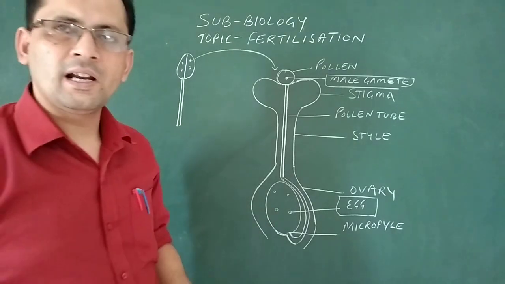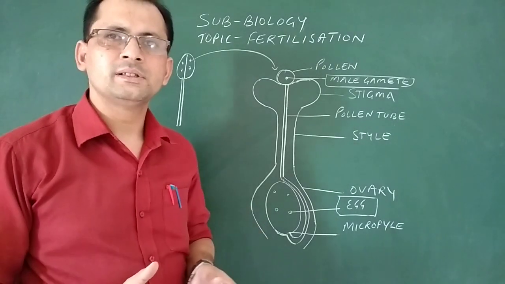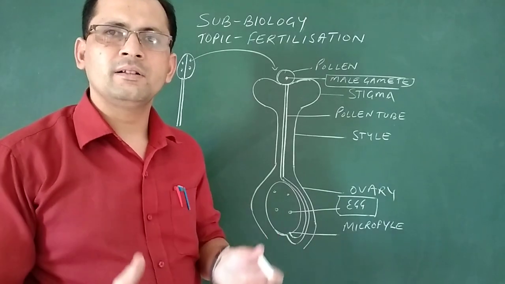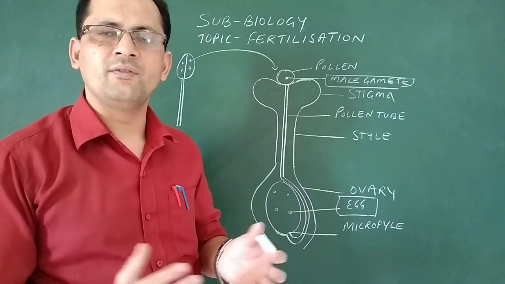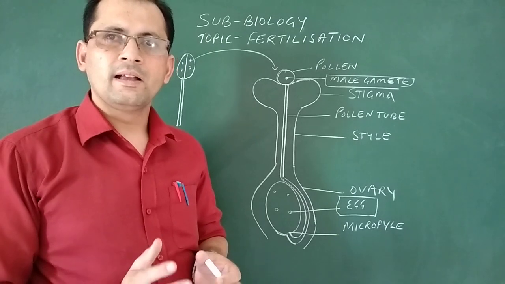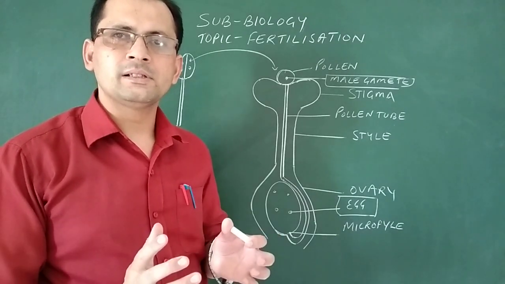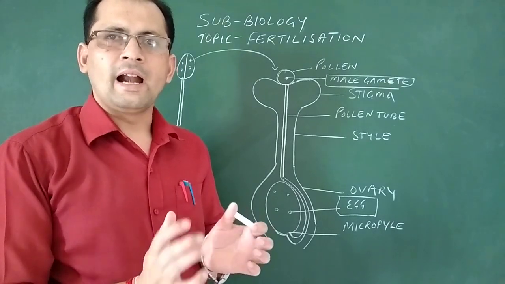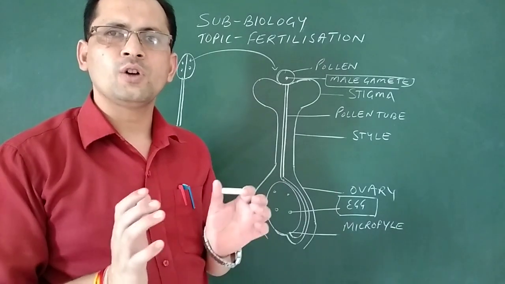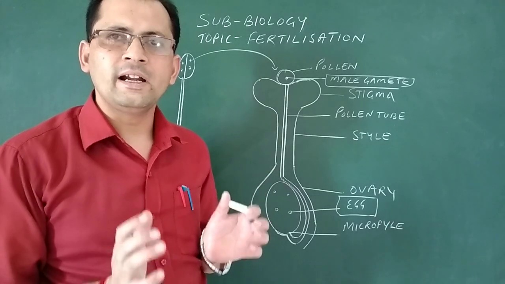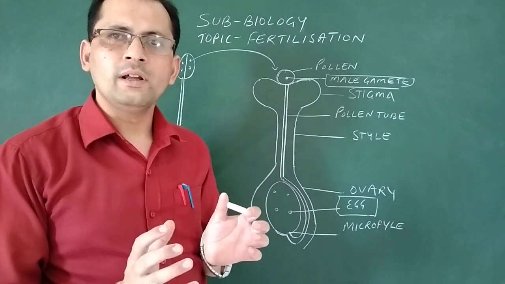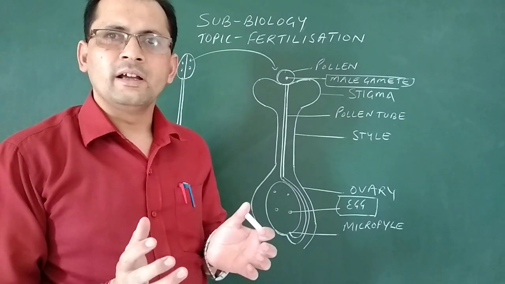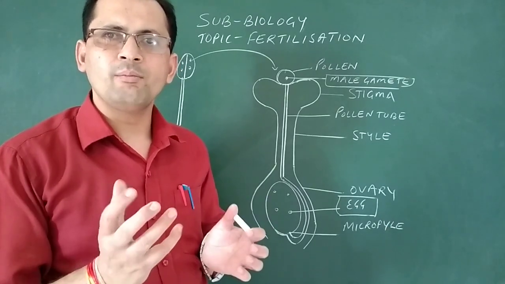Okay, after fertilization beta, what happens? After fertilization, the petals, the stamen, the style, the stigma, they wither off, they fall off, and the sepals remain attached to this ovule. And the ovary is there. This ovary contains the ovule, and because the ovule is fertilized, inside this ovule there is embryo.